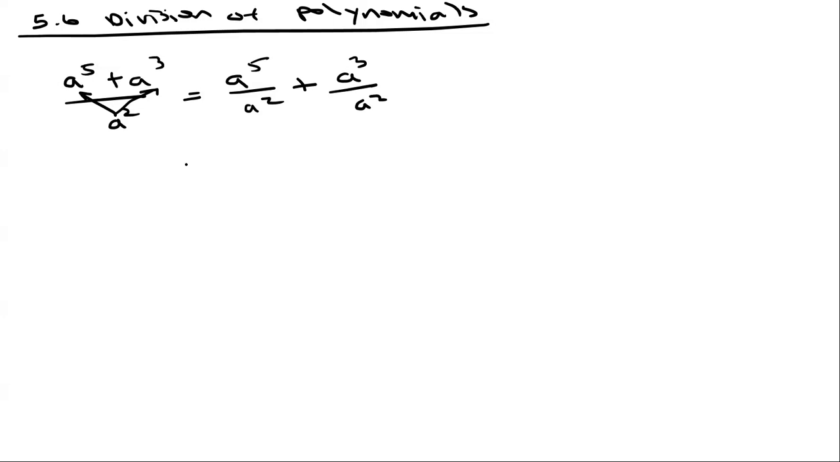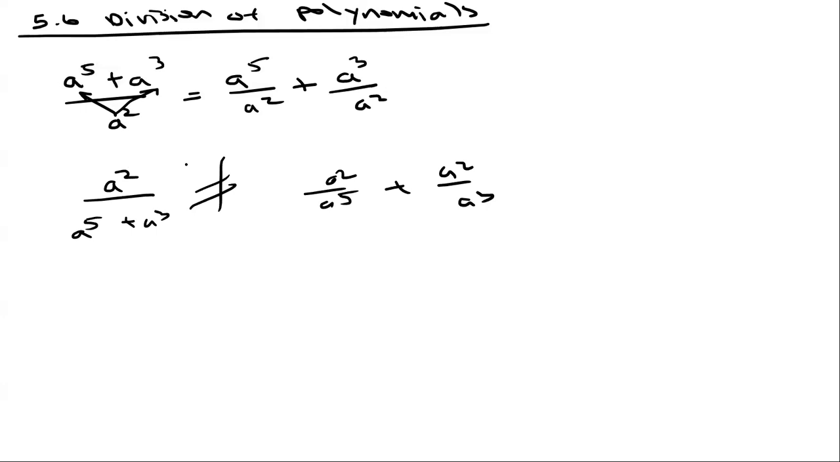Now, if it was the other way around, like a squared over a to the fifth plus a to the third, I can't do that. That's not possible. I can't just break these up and do it that way. That's a no-no. That is not mathematically correct. But if there's one term in the denominator, I can just divide each of the terms from the top in this fashion.